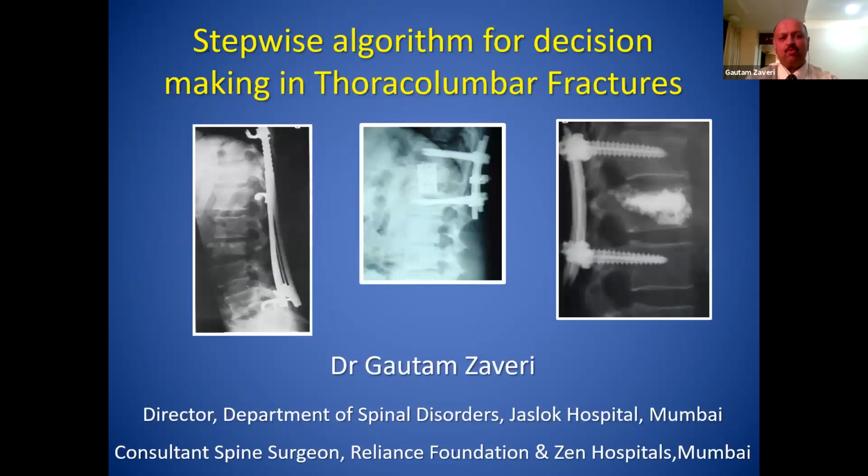Over the next 45 minutes to an hour, what I'm going to do is try to provide a stepwise algorithm for decision making in thoracolumbar fractures. The goal of this lecture is basically to make you understand the various basic concepts around thoracolumbar fractures and to help you reach the decision making algorithm in a stepwise fashion so that 95% of the fractures can be treated by you safely without any complications and with the best of results. Sure, there are different ways of doing things, but if you follow this algorithm, you'll rarely go wrong.